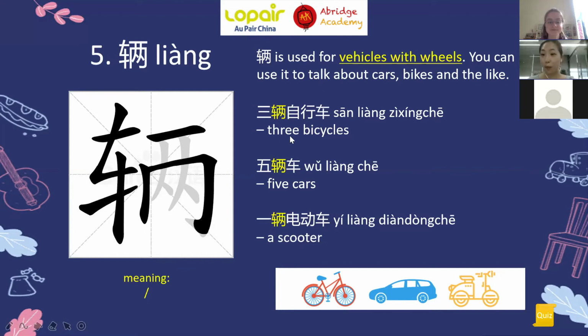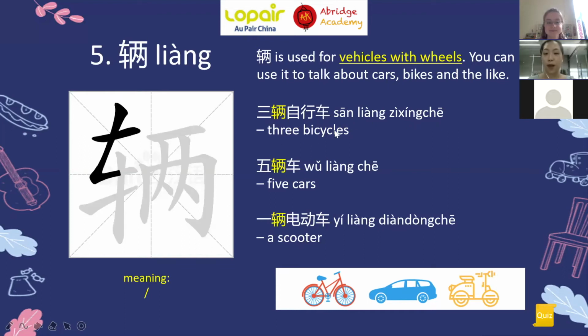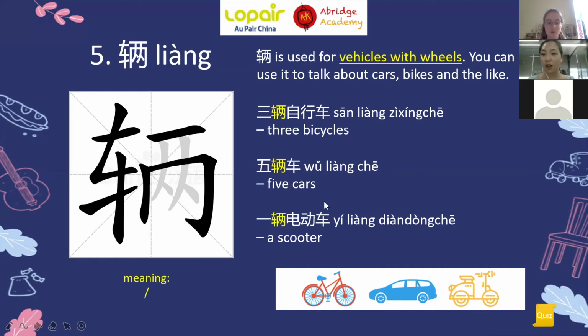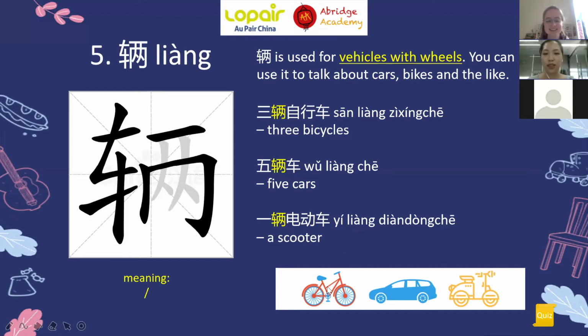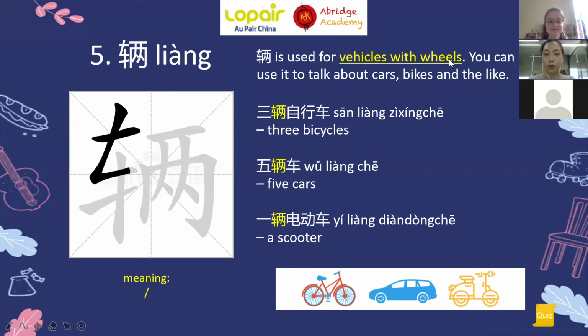Here are the examples: 三辆自行车, three bicycles; 五辆车, five cars; 一辆电动车, a scooter. So all the vehicles you see here have wheels. Okay, so 辆 is only used for vehicles with wheels. I think this is also very easy to remember.